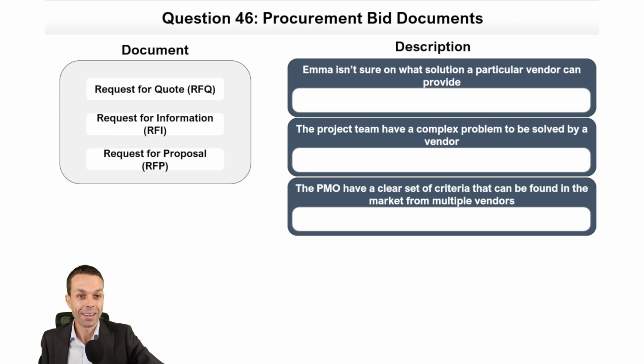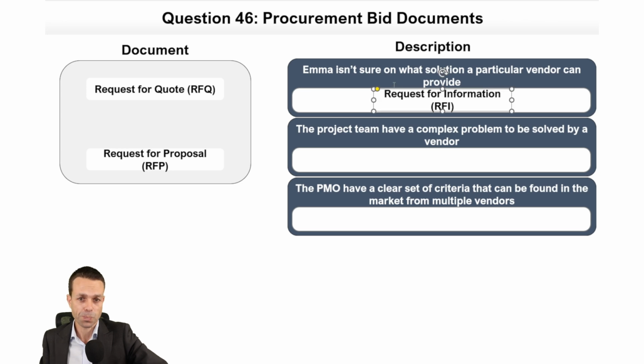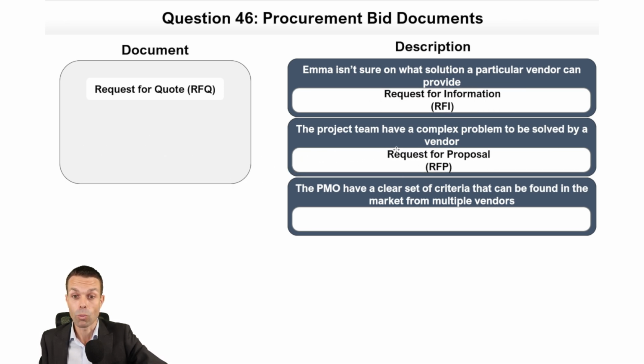You're doing great. Request for quote. All right, or what have we got? Emma isn't sure on what solution a particular vendor can provide. She needs more information. Request for information. The project team have a complex problem that needs to be solved by a vendor. They're going to need a proposal from that vendor on what they can do about the problem.